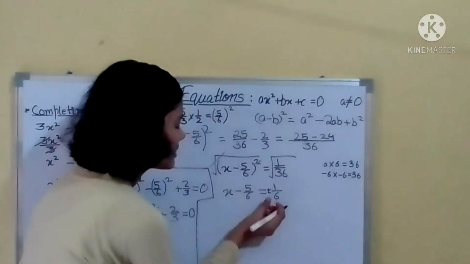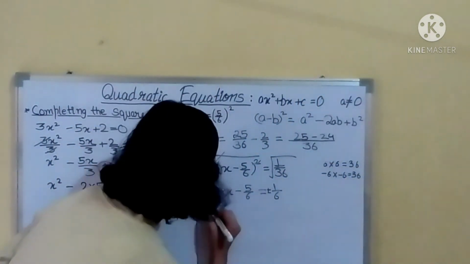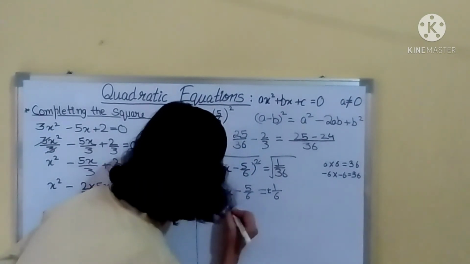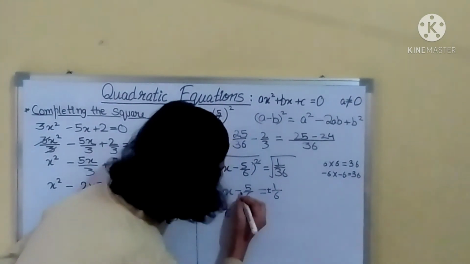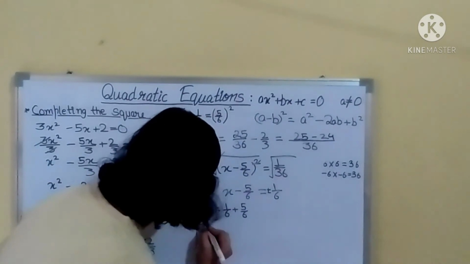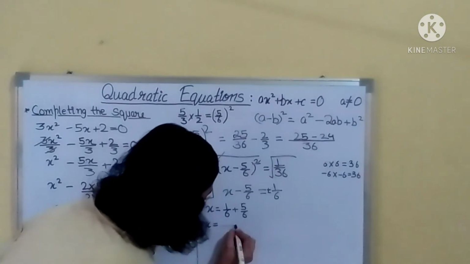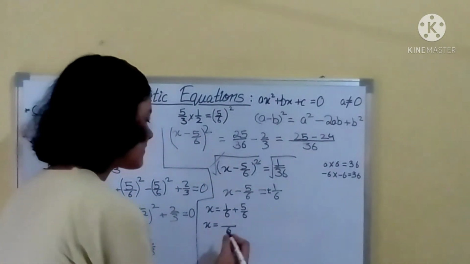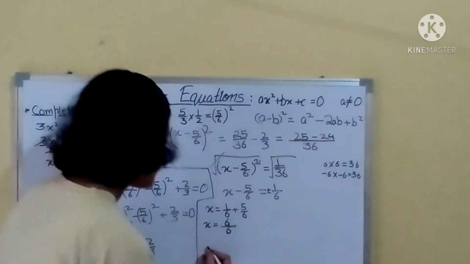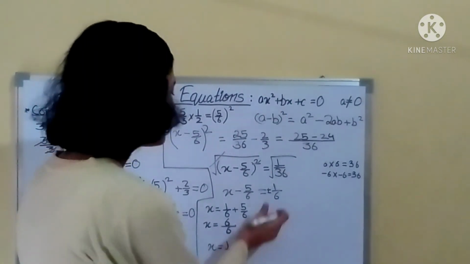Now plus minus. First time we will do with plus and the second time we will do with minus. So x is equal to 1 by 6, and here it is minus so it will become plus 5 by 6. So x is equal to, 6 is the denominator, so here it will become 6, and 1 plus 5 is equal to 6. So what x value will we get? It is 1.